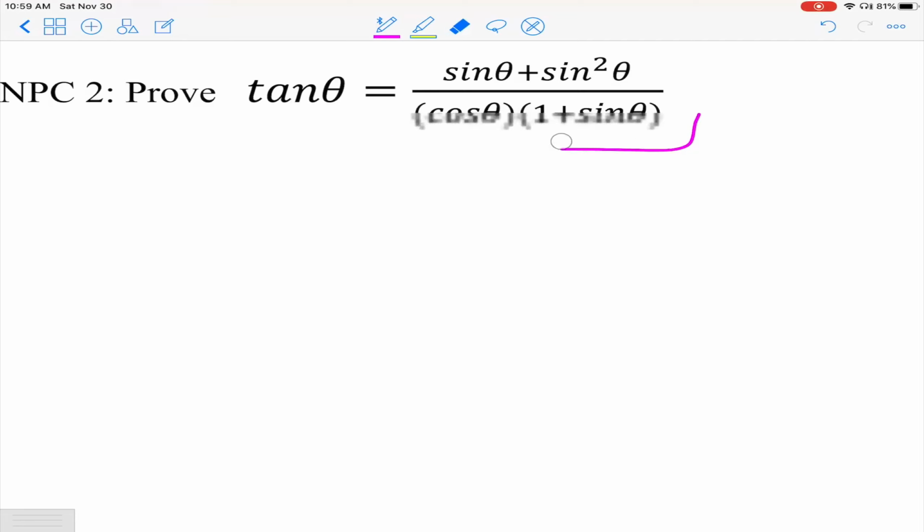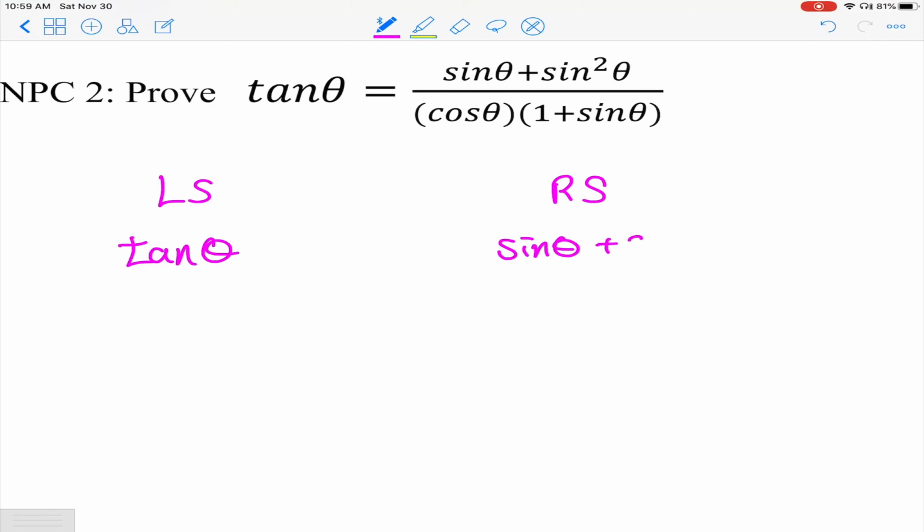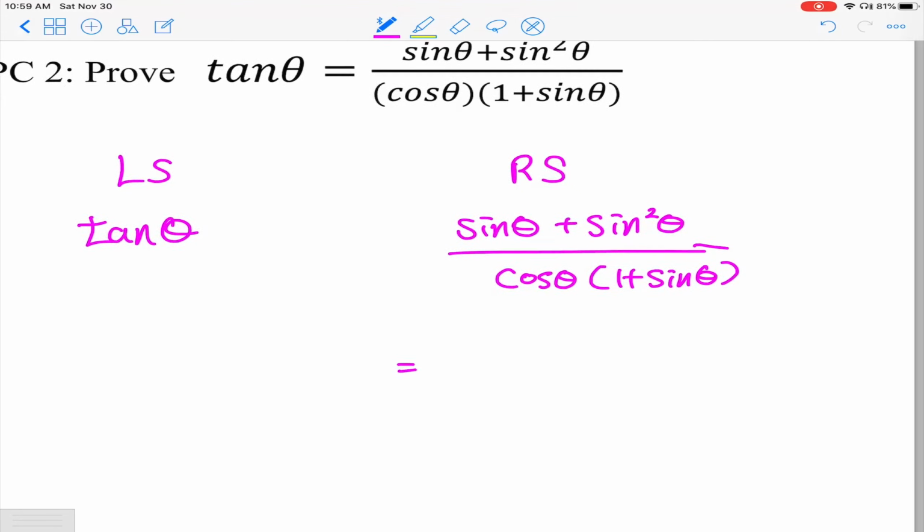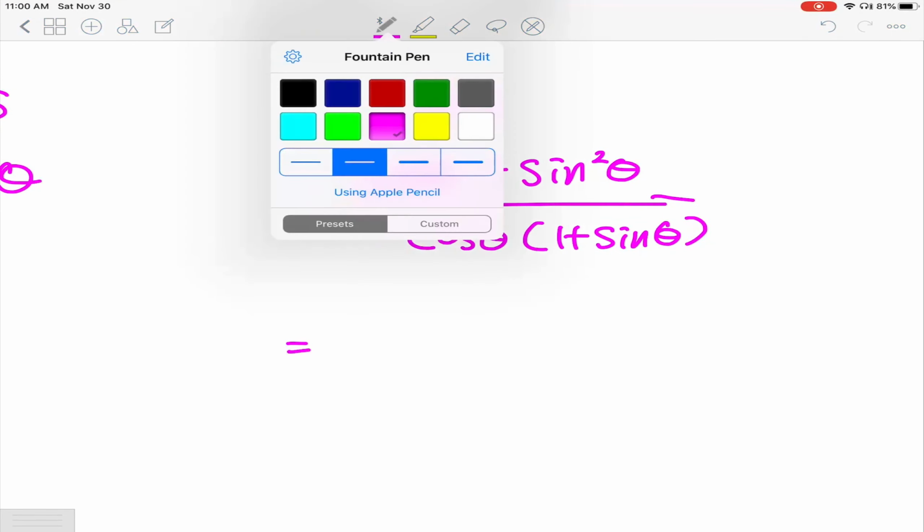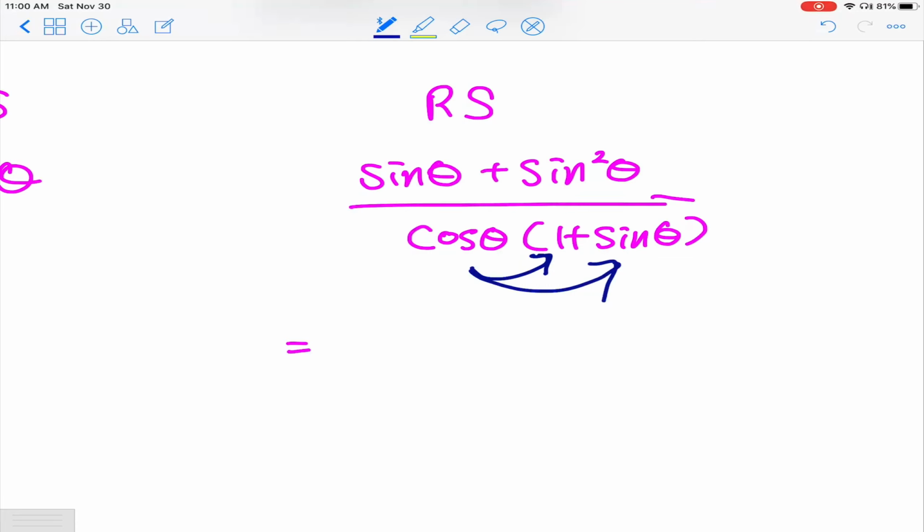So let's actually try that one. My left side is tangent theta, and my right side is (sine theta plus sine squared theta) over (cos theta)(1 plus sine theta). Now, if you don't know what to do, you may want to start expanding it, but that's going to be cos plus cosine times sine. That's not really going to do anything.